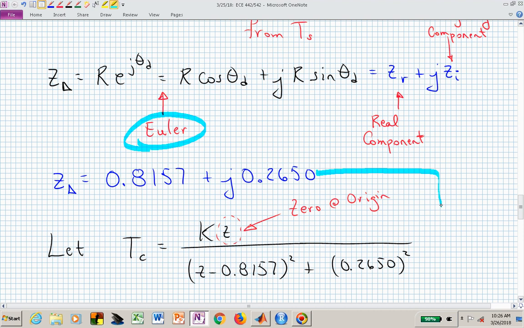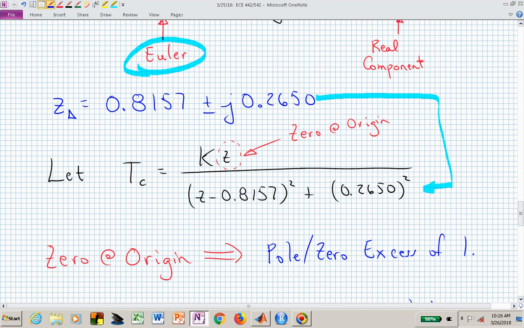This is now producing the denominator. If you plug in z delta for z in this formula, you will see that the denominator vanishes, either for z delta at the plus imaginary component or the minus imaginary component. Both of those will cause the denominator to vanish.